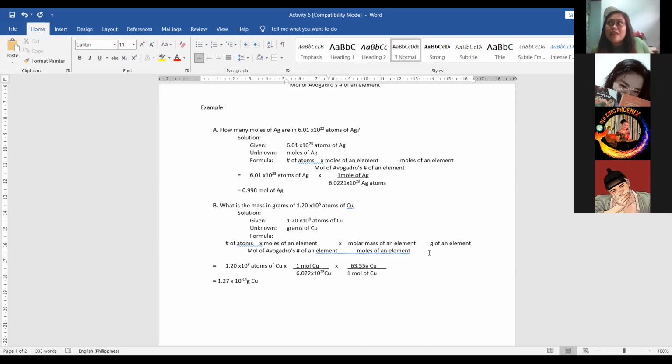Kasi ang atuang sa pag-analyze og quantity sa matter, di ba? We always either use the grams or the moles. Okay?